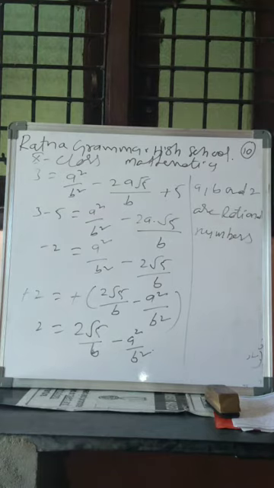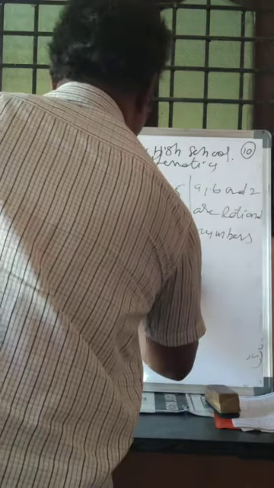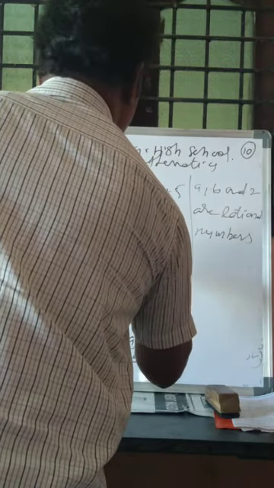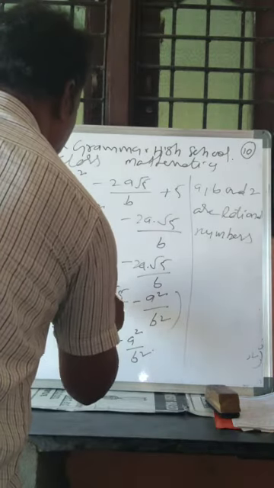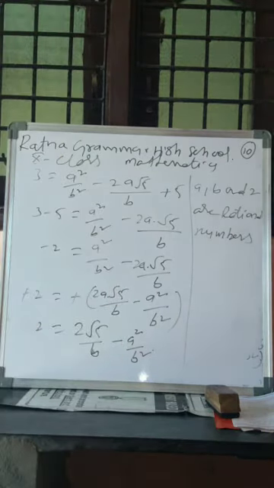So minus 2 is equal to a square by b square minus 2a root 5 by b. Here minus is there, so take minus common. 2 is equal to 2a root 5 by b minus a square by b square.